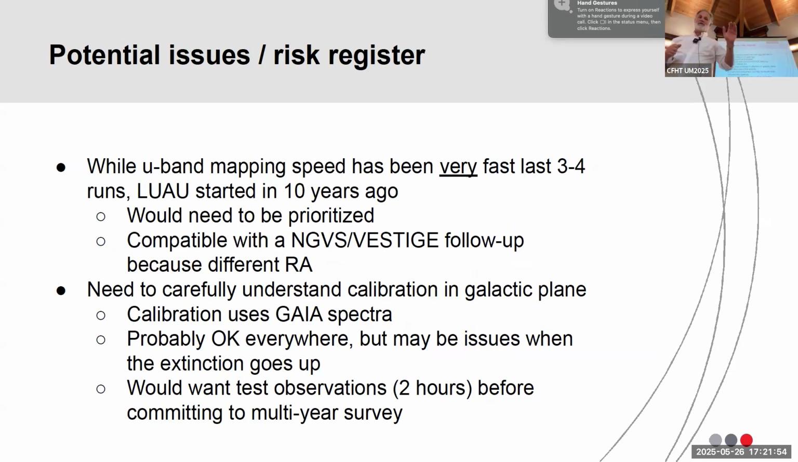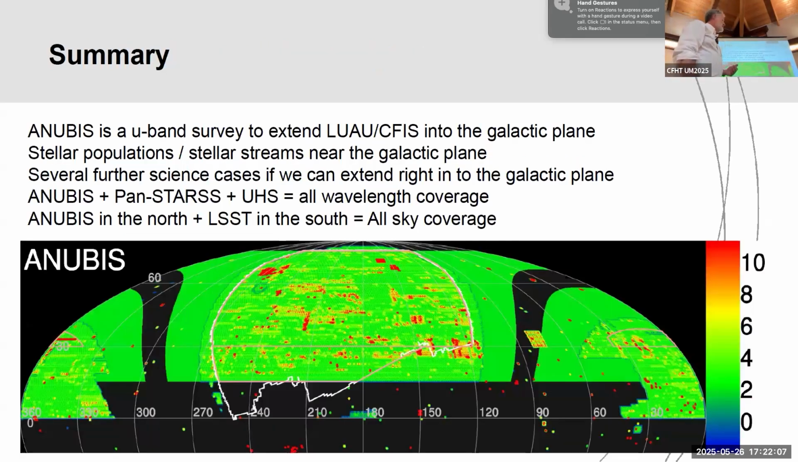So before putting in a proposal, I would want at least 2 hours of observations on a very photometric night to make sure that the calibration process can work before committing to a multiband survey. So I'll just leave that up as a summary and take questions.